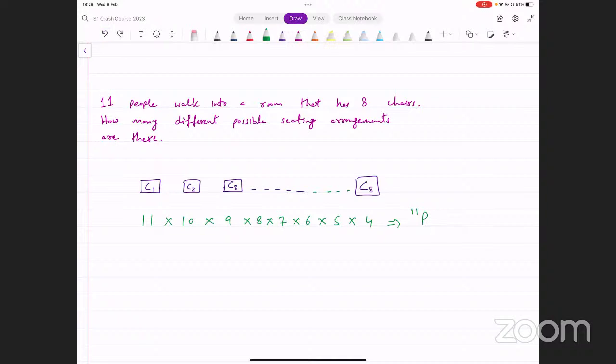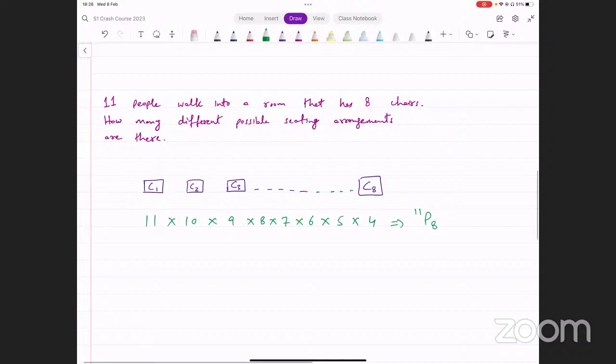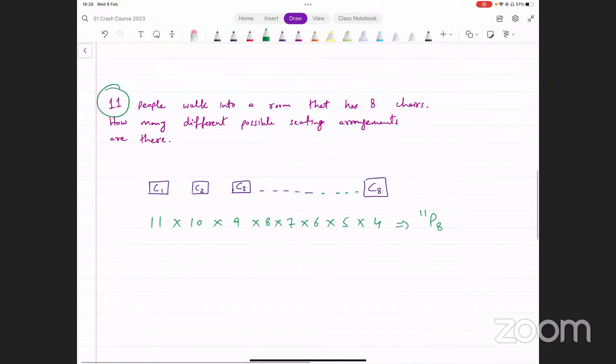Sorry, 11P8, not 4. 11P8. That you've got 11 people. You want to arrange them, 8 seats on 8 seats. So that's 11P8. 11 people, you want to seat them on 8 of those seats. All right, and then you can evaluate this and see what this turns out to be.